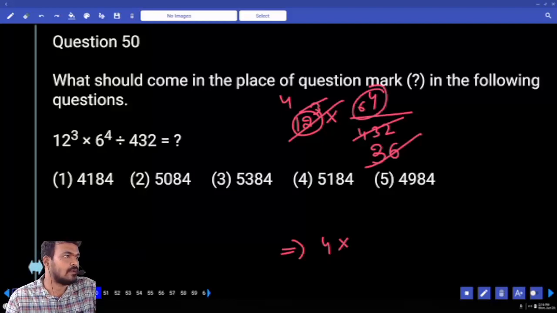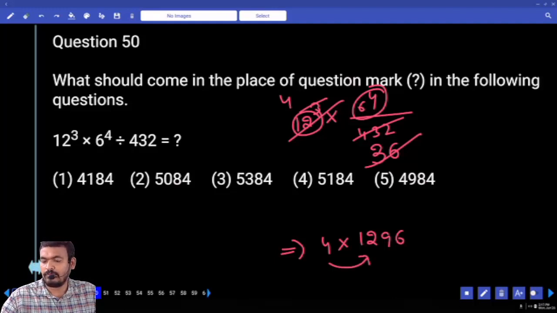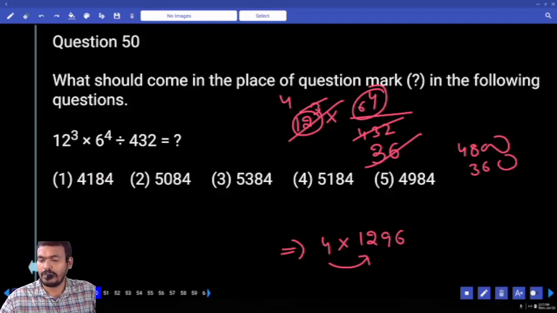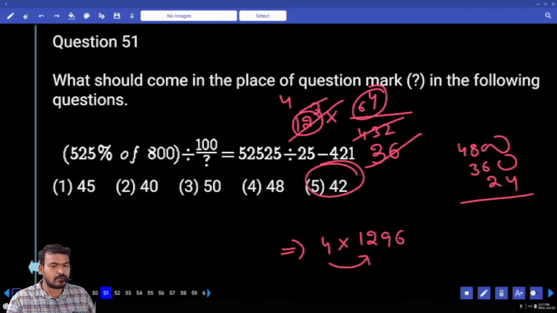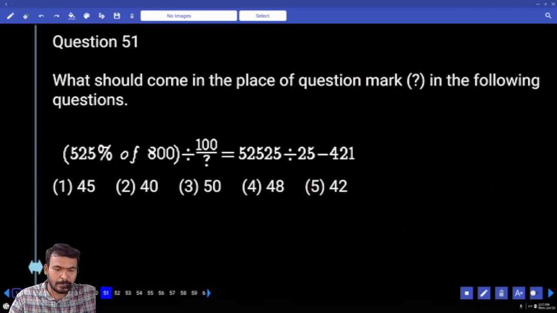What is the 6 power 4? 36 square or not? 36 square means 1296 or not? These two are multiplied or added? Multiplied. 4 into 1200, 4800. 4 into 90, 360. 4 into 6, 24. What is the total value? 5184. Next question number 51. First of all, left hand side value percentage 2 zeros are cancelled.